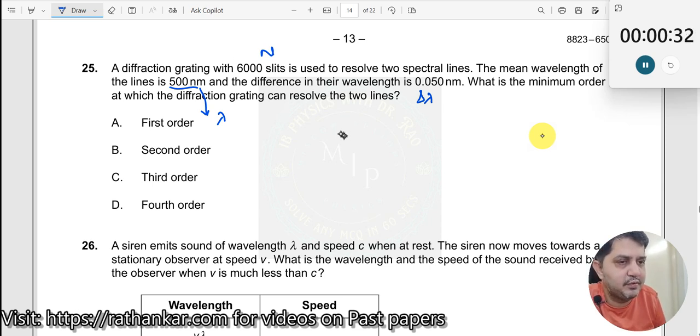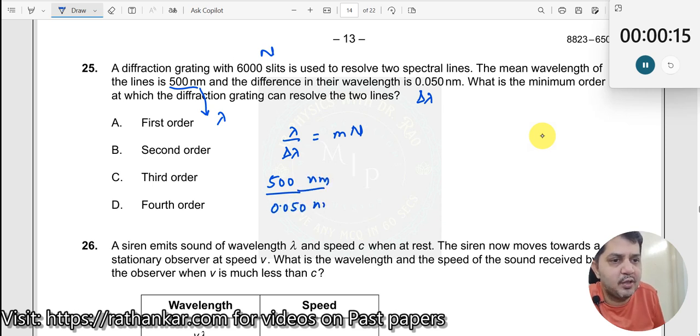Which formula will you use? You will use the formula lambda by delta lambda is equal to m times n, right? So what is lambda here? Lambda is 500. Let me substitute all the values. 500 divided by 0.050 nanometer here. This is also nanometer, so no issue, need not convert anything. I can directly cancel, which should now be equal to m.